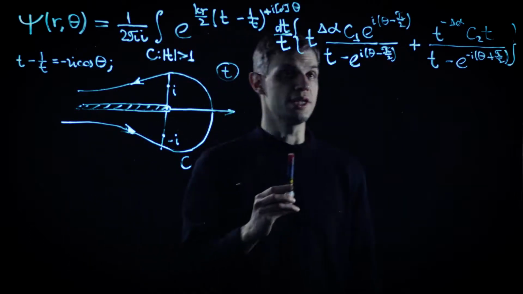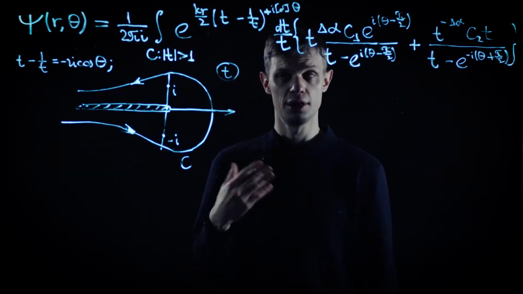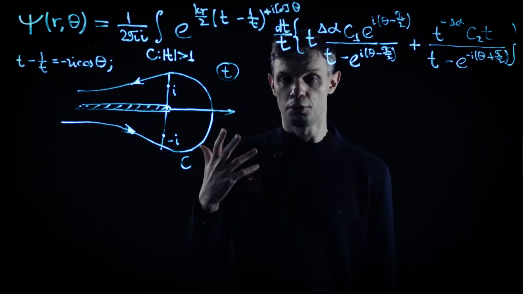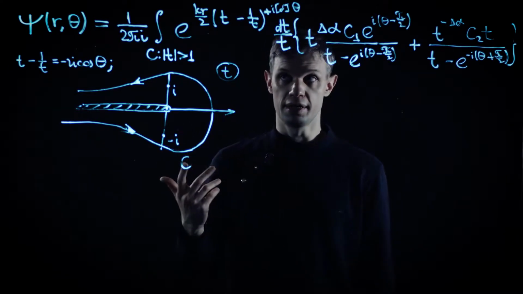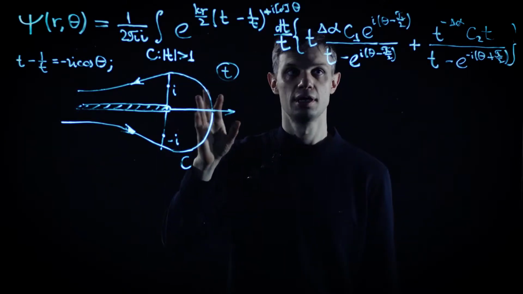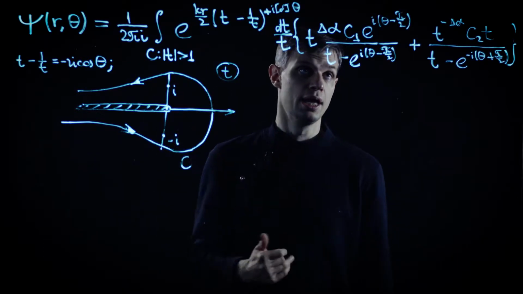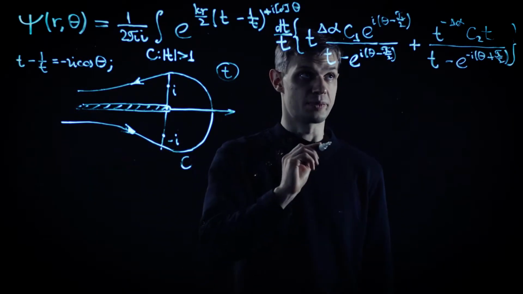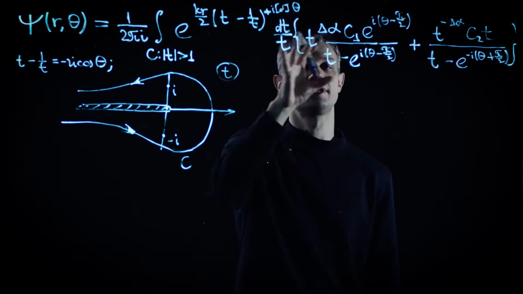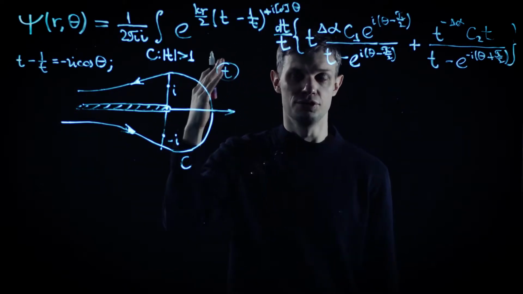Right, so now we need to fix the C1 and C2 constants. So how do we do this? Well, there are two requirements. The first one is that the wave function should be continuous for all values of t, and the second one, it should be single-valued. Right, but this integral can't be taken exactly, so we need to somehow approximate it.